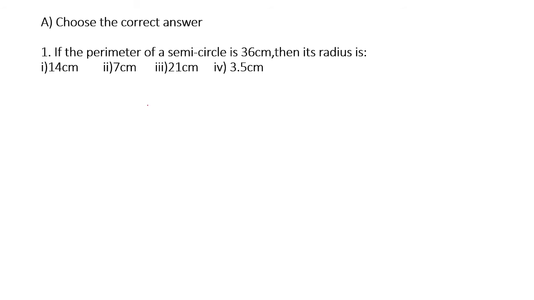Now you look at this. If the perimeter of a semicircle is 36 centimeter, then its radius is. So solution, what is perimeter of a circle? What have I told? Perimeter and circumference. You can write this as circumference, okay?